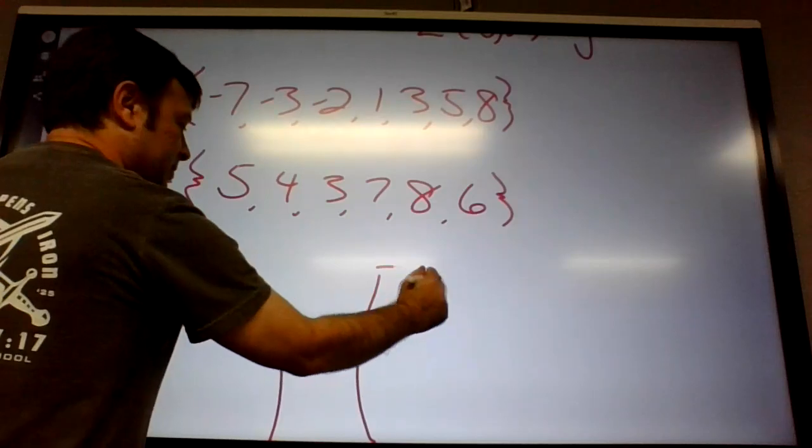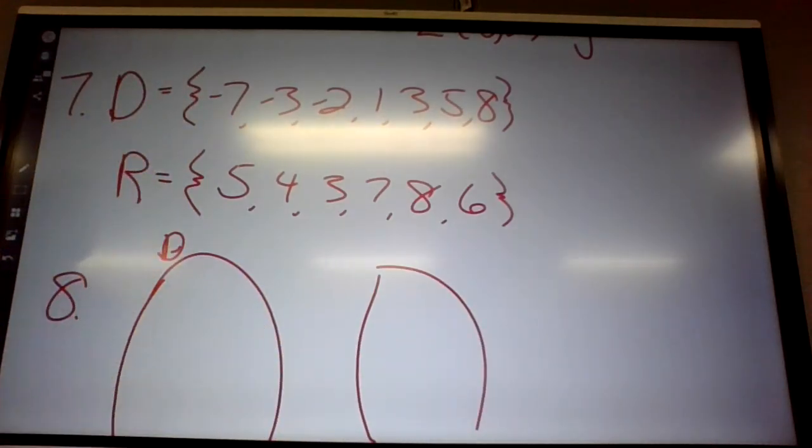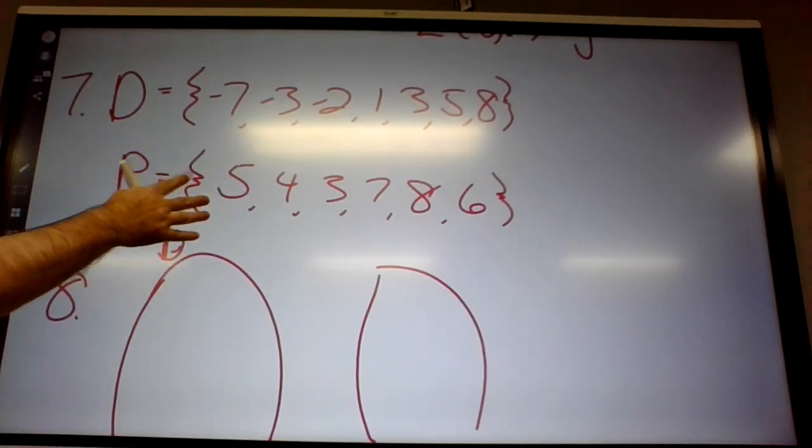And another oval for the range. And remember, you have to draw the arrows from the domain to the range.